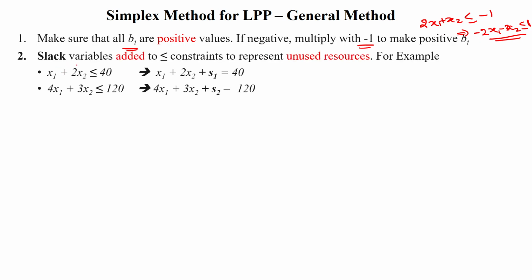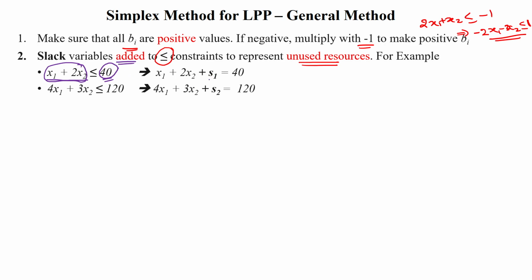Then we have to add slack variables whenever we have a less than or equal to inequality constraint, to represent the unused resources. Here we have the combination of materials x1 plus 2x2 less than or equal to 40. We need this many quantities, but we have only a smaller number of values for input raw materials. So we have to add some more values, that is, the slack variable.